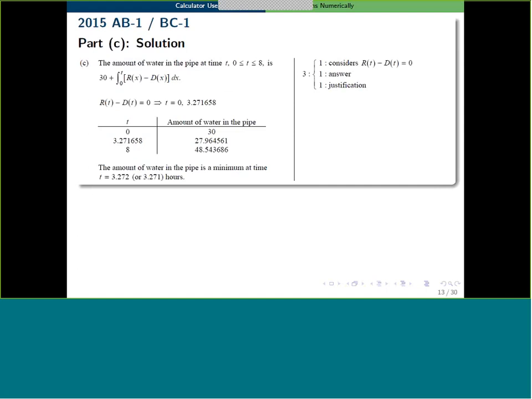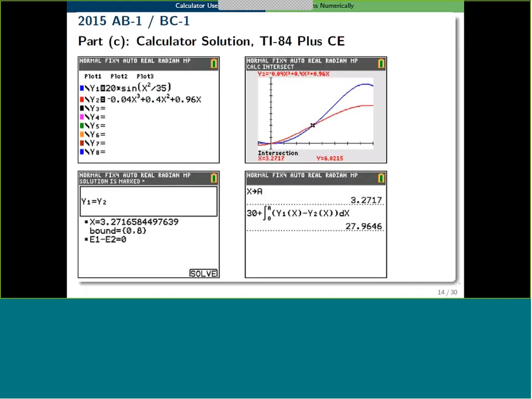All right, so how does the student use their calculator to solve this problem? Primarily here to set R(t) minus D(t) equal to 0, to solve the equation where R(t) equals D(t). And so here are several screenshots from the TI-84. I'm just going to comment, and Vicki will add a couple of things too.